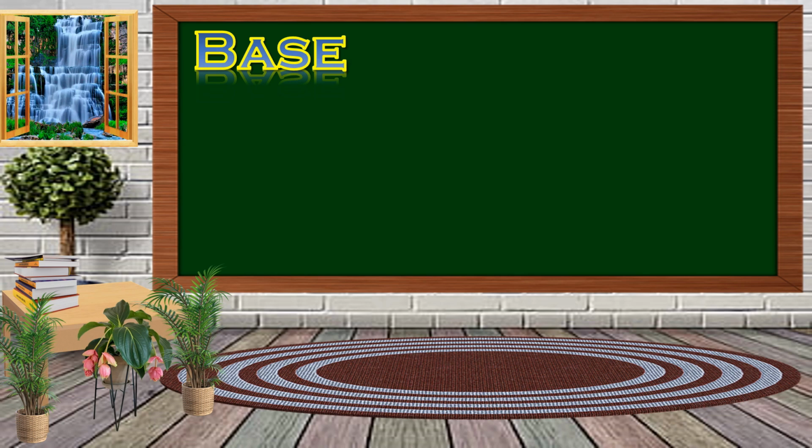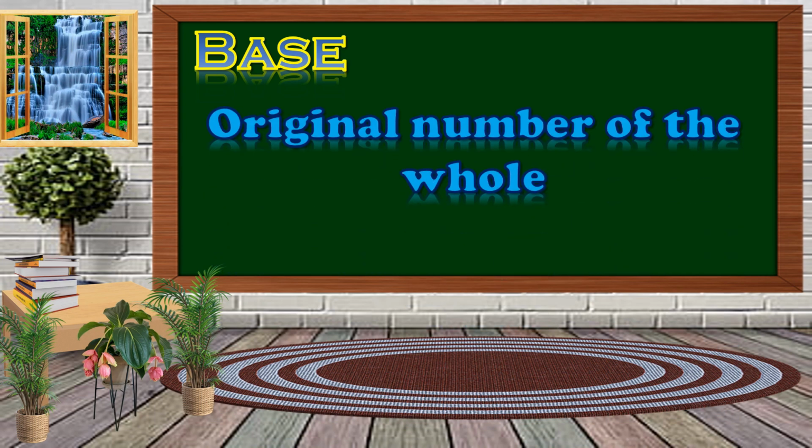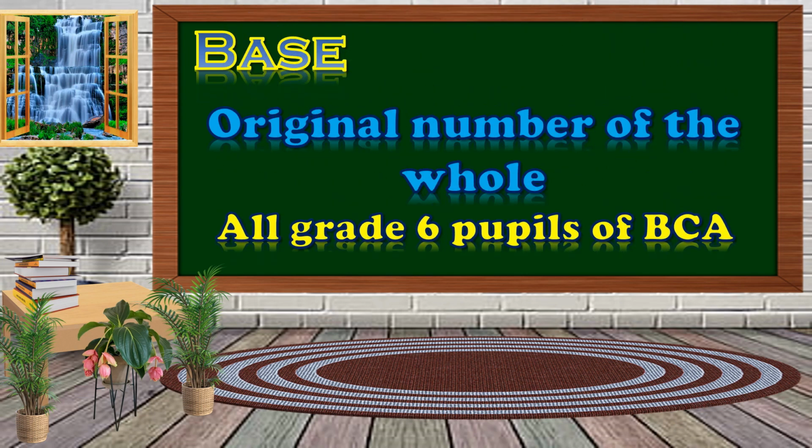We also have here the base. When you say base, we are referring to the original number of the whole. For example, we have here all grade 6 pupils of BCA, so meaning we are referring to all grade 6 pupils of BCA. If the grade 6 pupils of BCA is 20, then we are referring to the 20 grade 6 pupils of BCA.